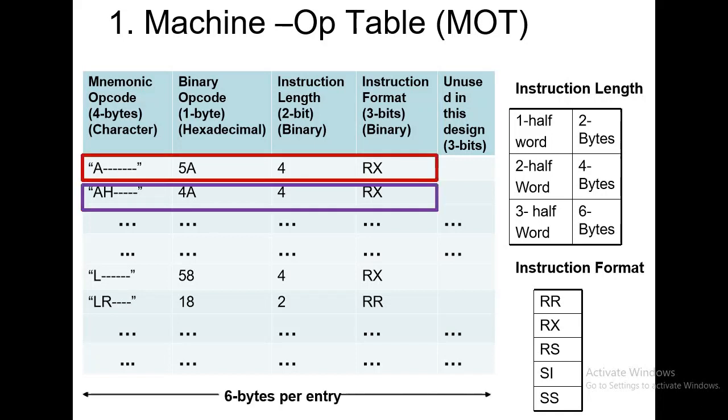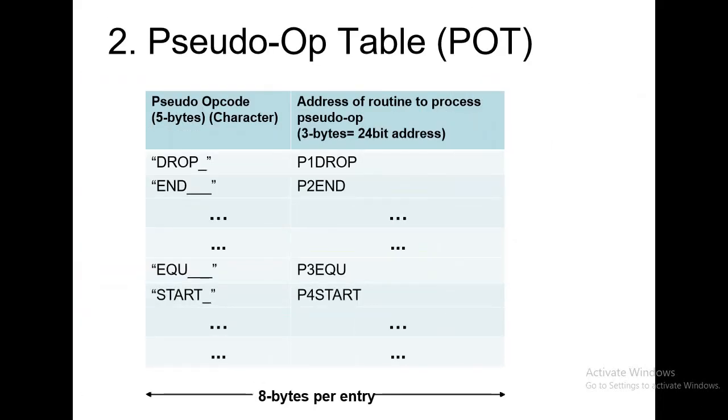Now see the POT. The POT contains 2 columns. First one is the pseudo opcode, and second is the address of the routine to process. This POT contains all the elements which belong to assembler directives, which are declarative statements. So DROP, END, EQU, START, USING, all these come under the POT.